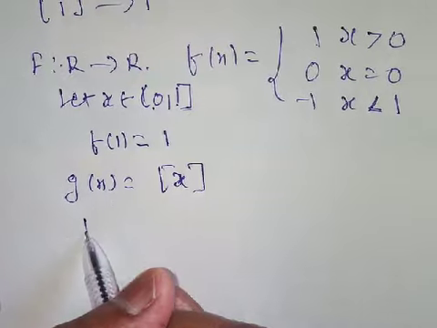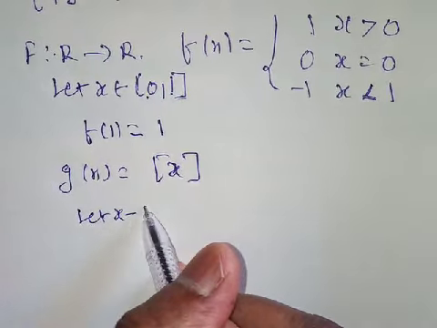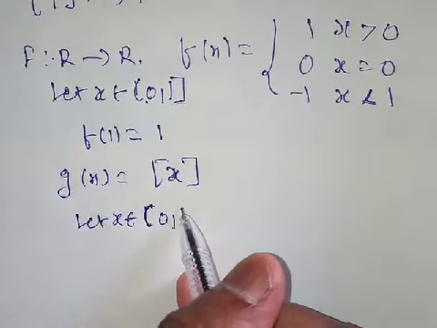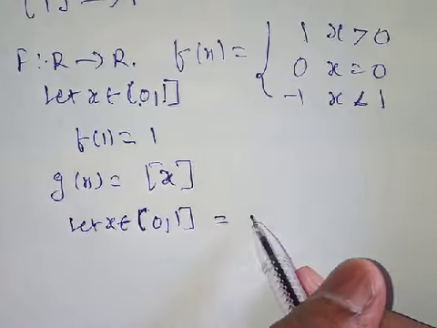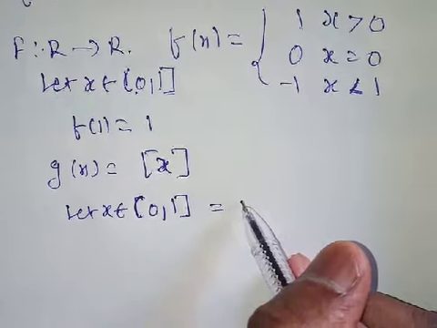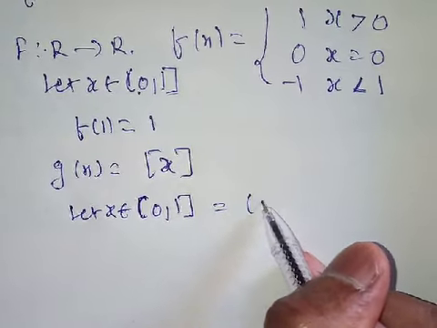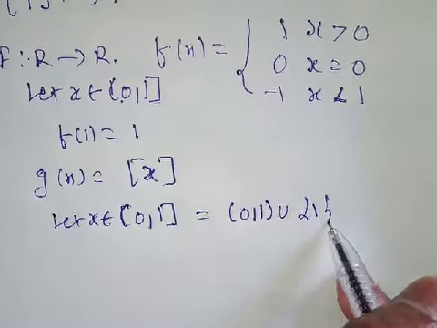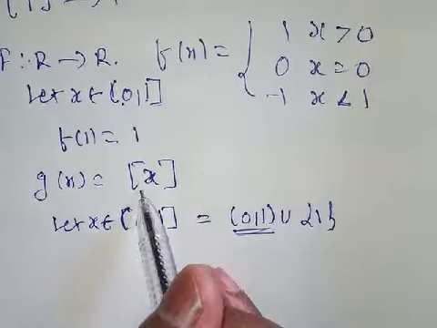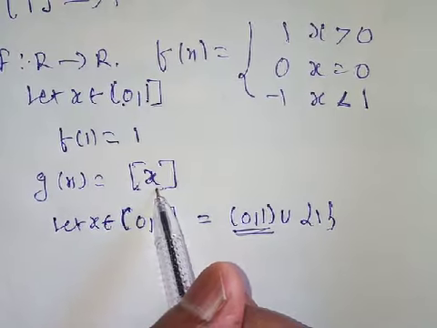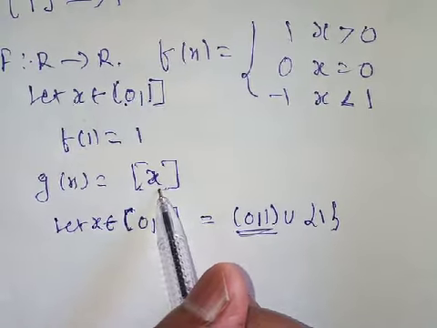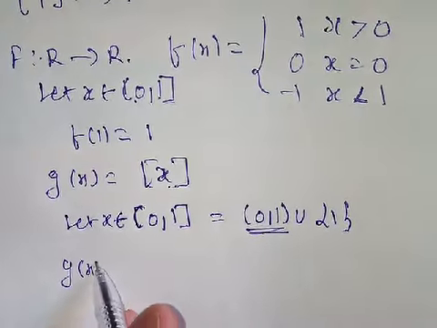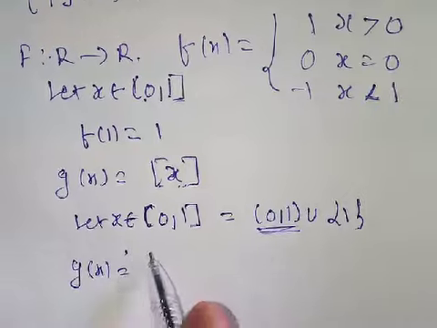So let's break this interval, x belongs to the closed interval [0, 2], as a union of the open interval (0, 1) and 1. Why did I do that? Because the function is the greatest integer less than or equal to x. So here g(x) will be defined in two ways.